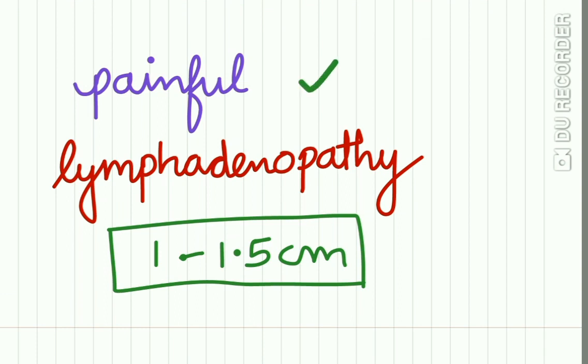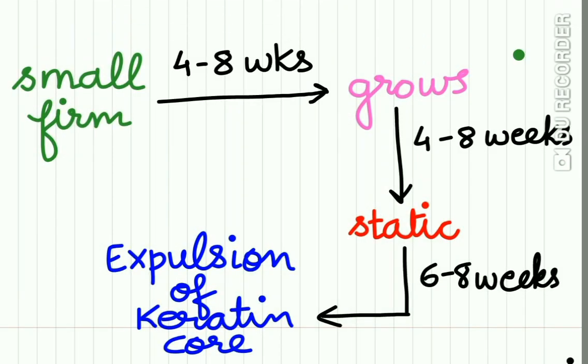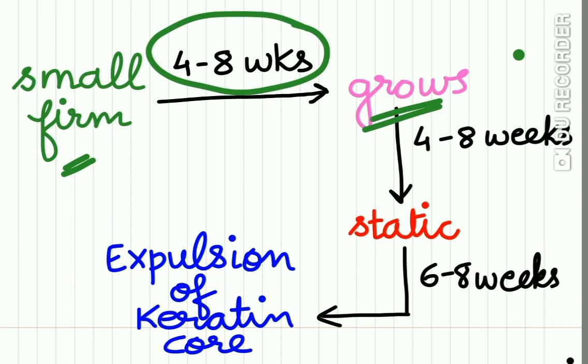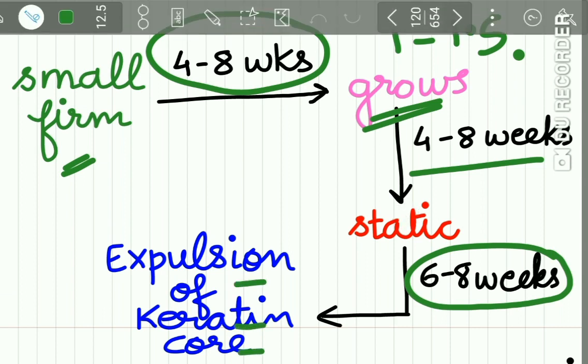The lesion is painless, associated with regional lymphadenopathy, and it is of very small size, that is 1 to 1.5 centimeter. Initially, it appears as a small firm growth, and in 4 to 8 weeks, it attains a size of 1 to 1.5 centimeter. Then it remains static for the next 4 to 8 weeks. And then after that, within 6 to 8 weeks, there is expulsion of the keratin core from the lesion.